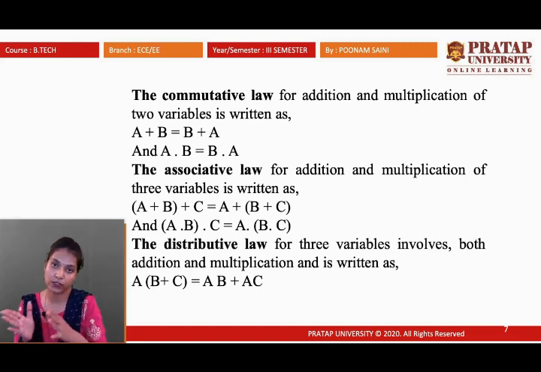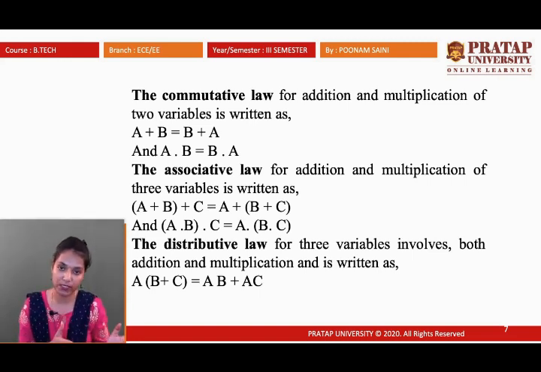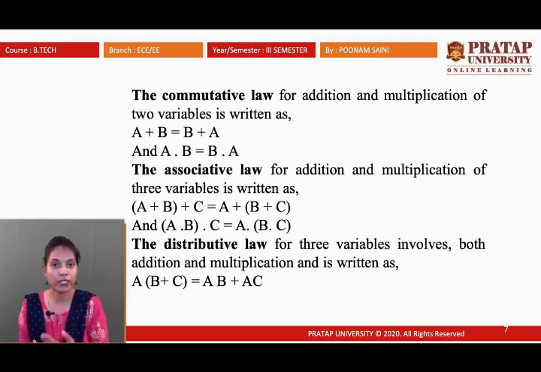Commutative law, just recall it: A plus B is equal to B plus A, and A dot B is equal to B dot A. Associative law: (A plus B) plus C is equal to A plus (B plus C). In the distributive law, A(B plus C) is equal to AB plus AC.